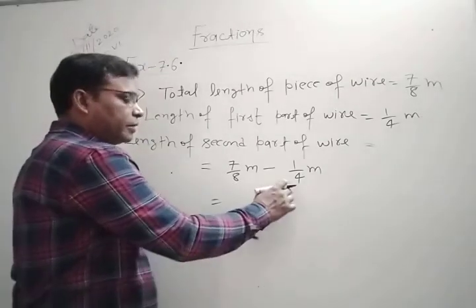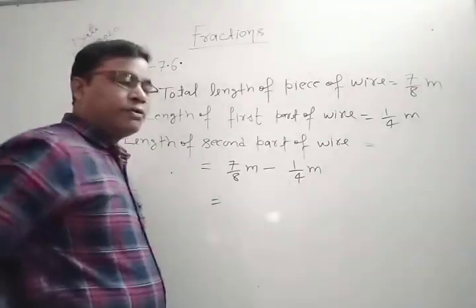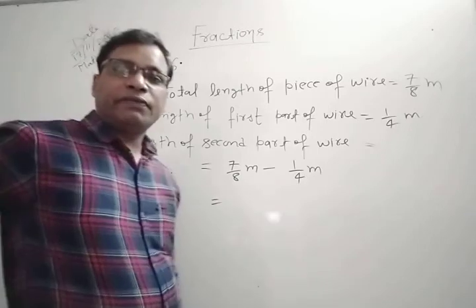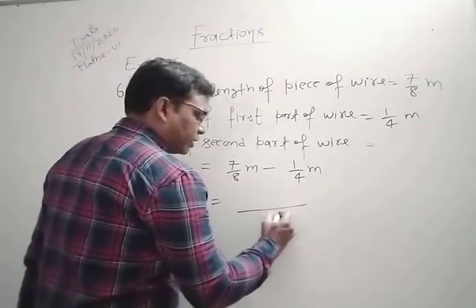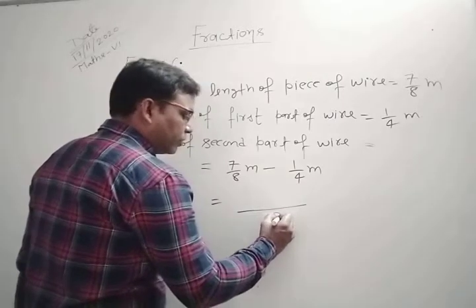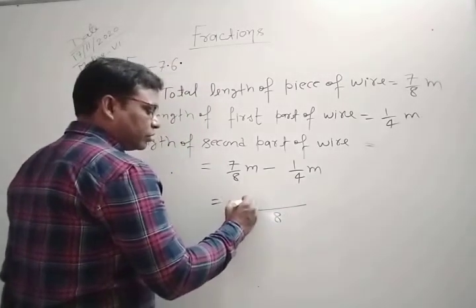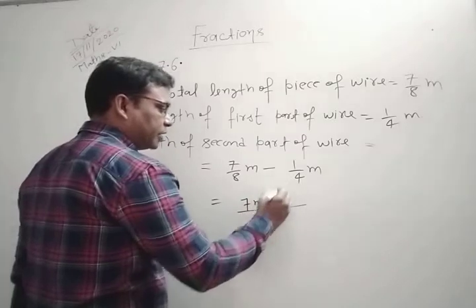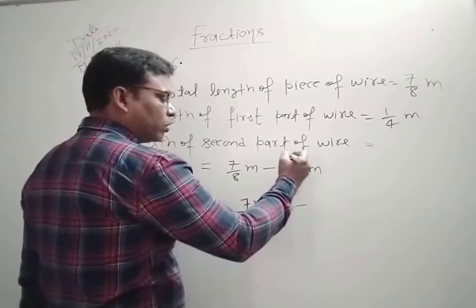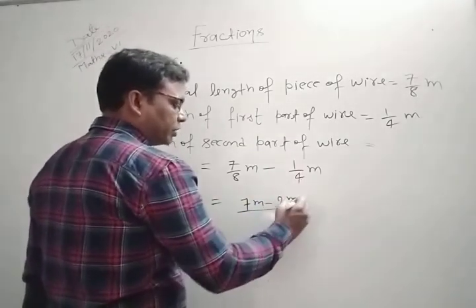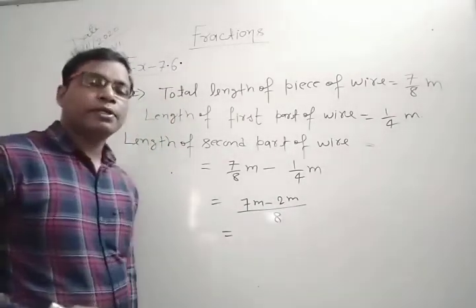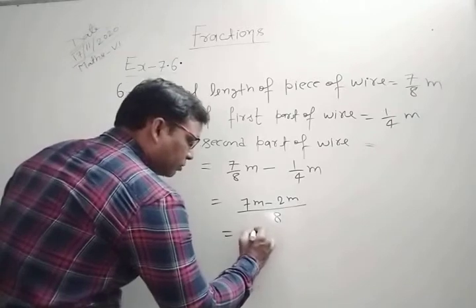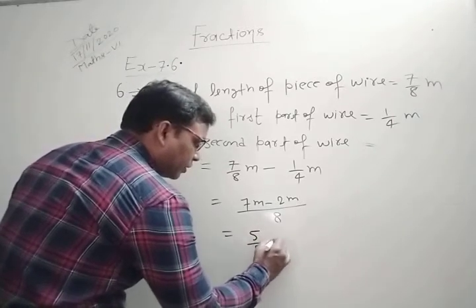Their LCM, what is the LCM of 4 and 8? 8 is a multiple of 4, so you can say 8 is the LCM of 4 and 8. Here you can write 8. So 8 ones are 8. This is equal to 7 ones are 7 minus 4 twos are 8, 2 ones are 2. It becomes 2 meter. If you subtract them, you obtain 7 minus 2 is equal to 5. So you can see it becomes 5 by 8 meter.